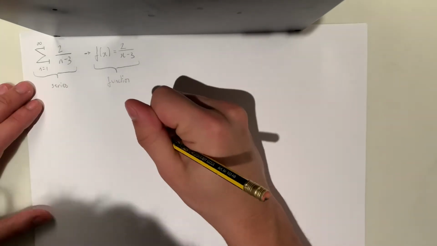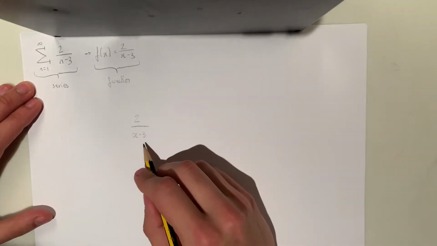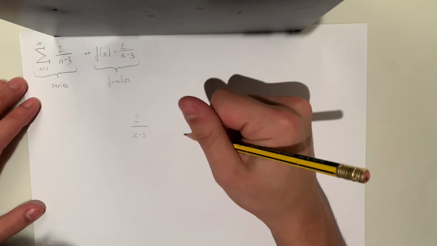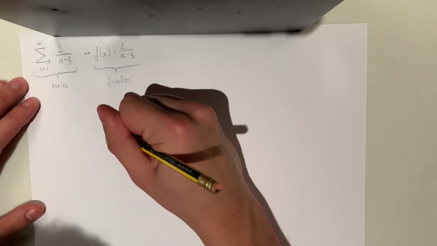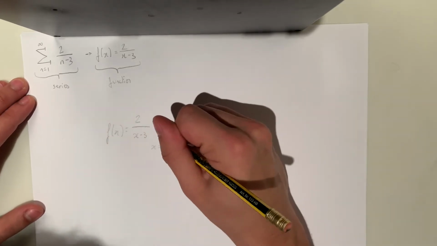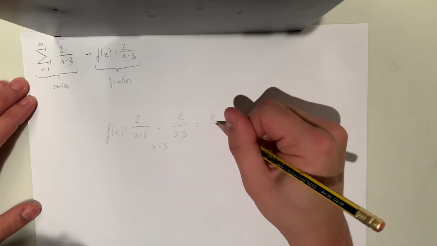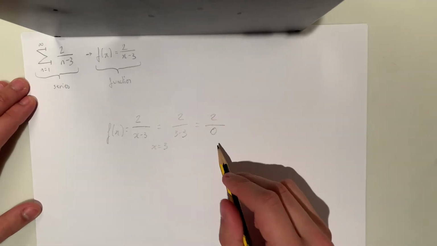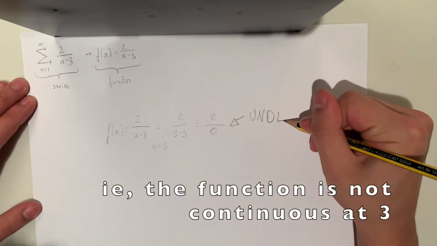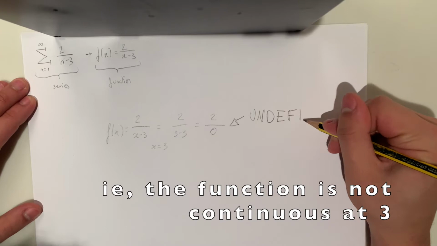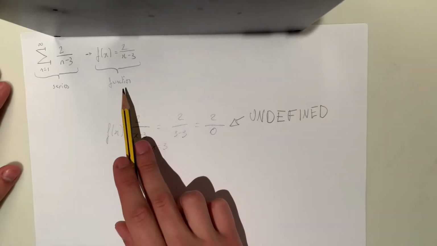Well, 2 over x minus 3, looking at the denominator, this is undefined for x equals 3, because when x is equal to 3, this function f of x is going to be equal to 2 over 3 minus 3, which is 2 over 0. And that's bad, because that right there is undefined. We don't want that. So the integral test can't be performed on this function.